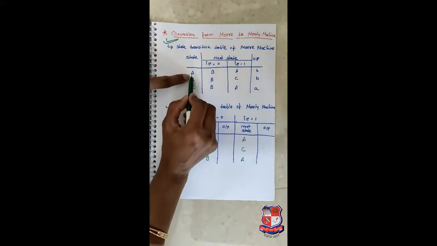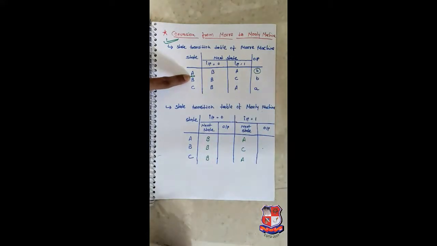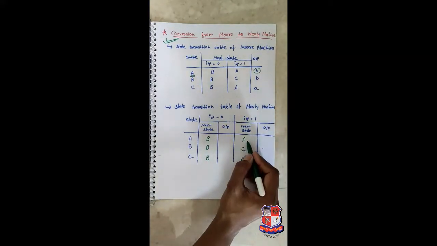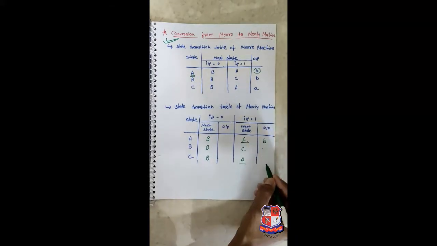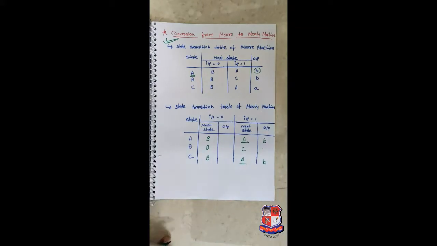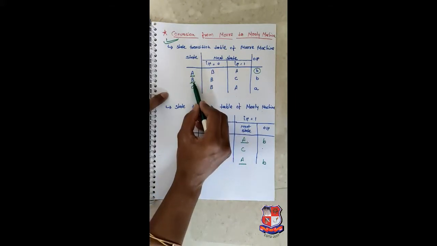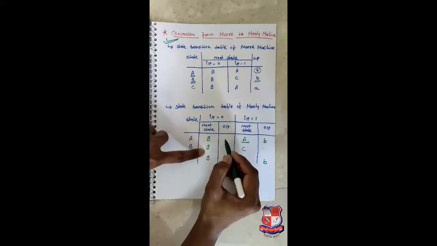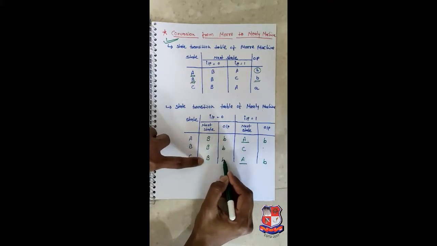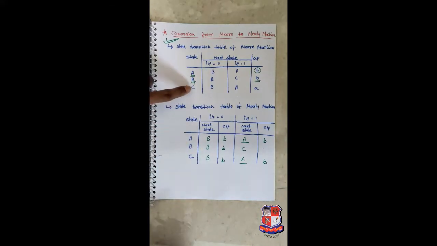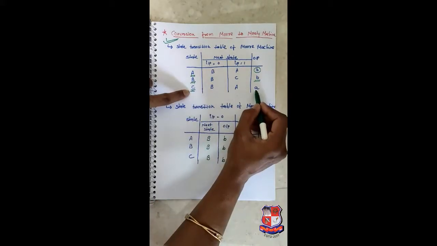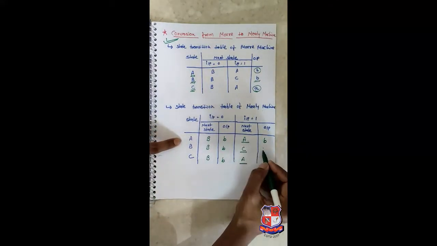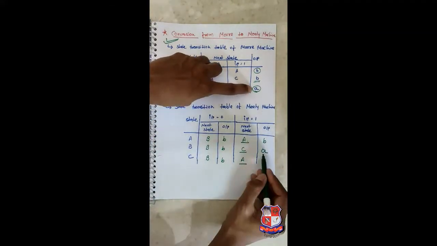Here we see that the output of the state A is B. So wherever we get the next state A, we have the output B, so here and here the output is B. Next, for state B, the output is B. So in this case, where the next state is B, the output is B. And for state C, the output is A. So we find where the next state is C, here, so the output is A.